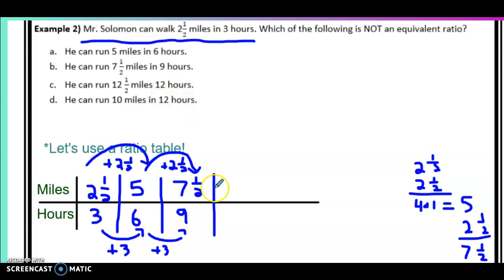All right, we need to get up to 12 hours. So again, we're adding another 3. So 3, 6, 9. Next is going to be 12. Whoa, that went sideways, like literally. 12. And up here, we are adding another 2.5.